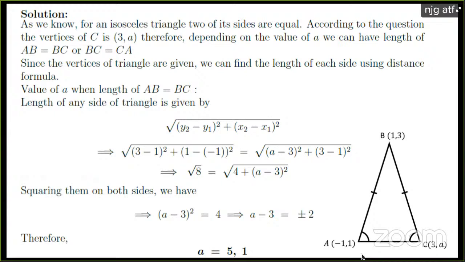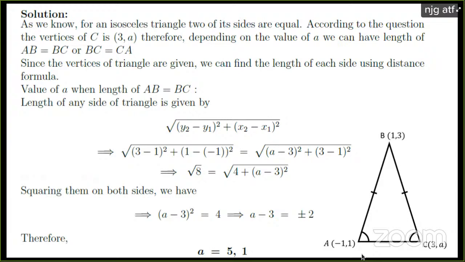If you compute it, you will get square root of 8 is equal to square root of 4 plus (a minus 3) whole square, since 3 minus 1 whole square is 2 square, which is 4. If you square both sides, you will get (a minus 3) whole square plus 4 is equal to 8.